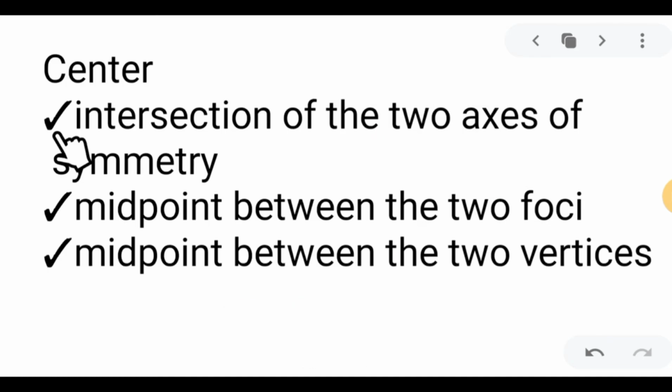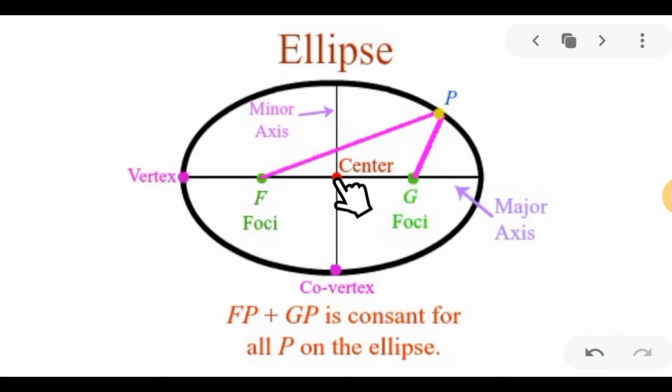Then another part of an ellipse is its center. The center of an ellipse is the intersection of the two axes of symmetry. It is also the midpoint between the two foci and the midpoint between the two vertices. This is the center. This is the intersection of the two axes of symmetry, which is the major axis and minor axis. And this is your foci. And the center is the midpoint of that, the foci. And this is also the midpoint of the vertices here, the center.